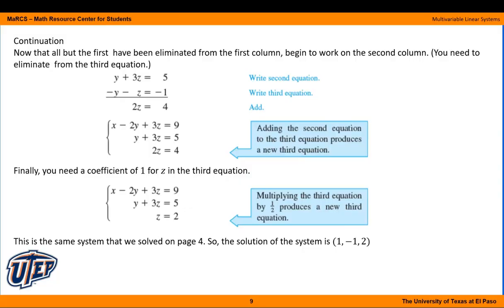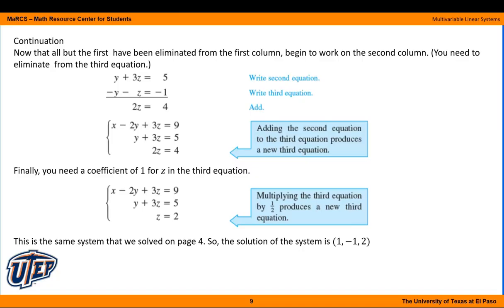Now let's move to the second column. Our goal is to eliminate y from the third equation. Adding the second equation to the third equation removes the y variable and leaves an equation containing only z. We then divide by 2 to obtain z is equal to 2. At this point, the system is in row echelon form.